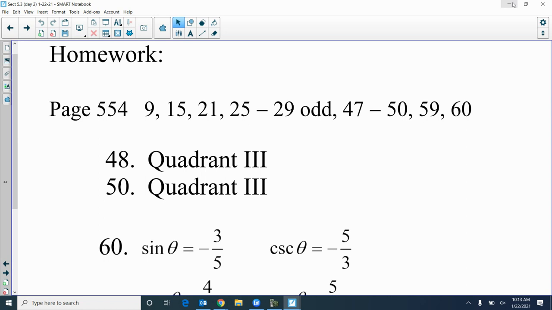All right, any questions here? On 48 and 50 should be quadrant 3, and I know on 6 you only had to find sine. I believe it was negative 3/5. Any questions? All right, we're good then, everybody else?